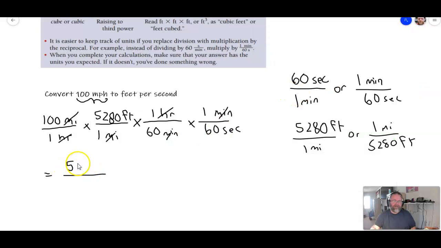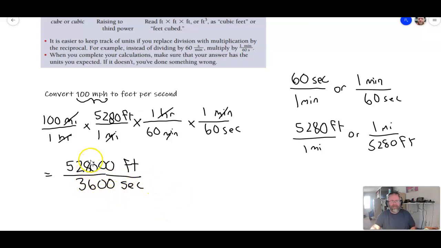So this is going to be 528,000, and this is going to be feet per. And on the bottom, it's just going to be 1 times 1 times 60 times 60, which is 3,600 seconds. But I want to find out per second.